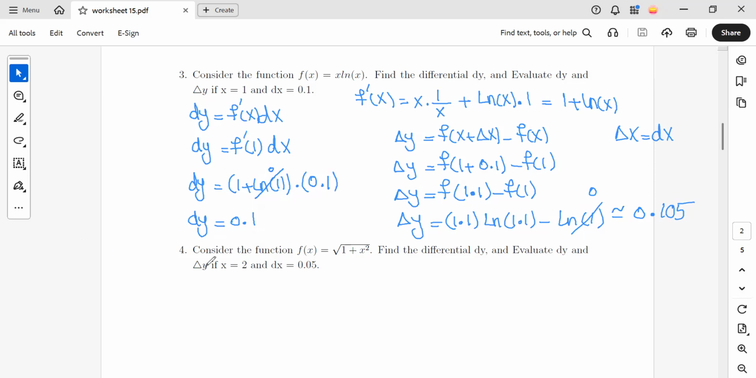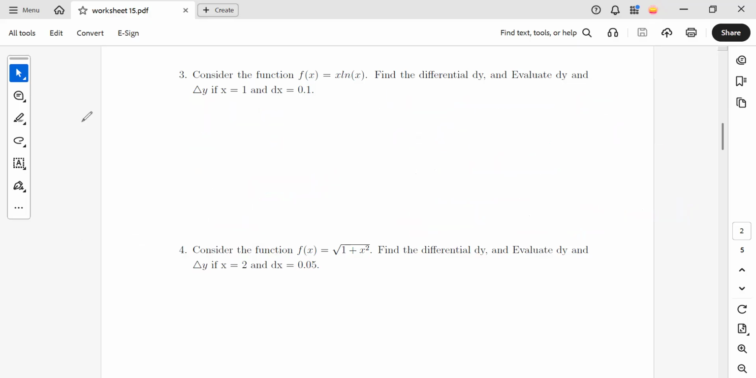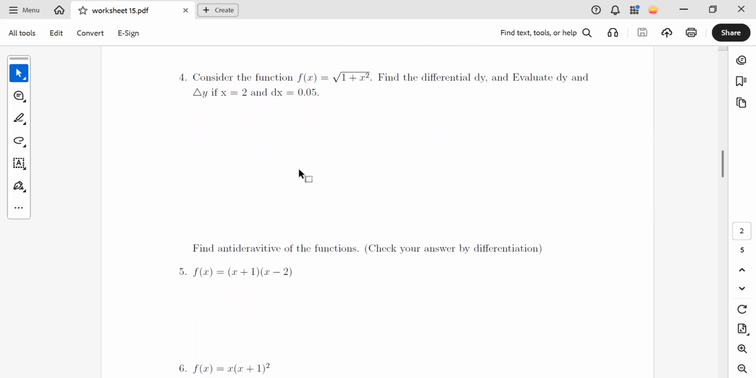Okay, number 4 follows the same formulas. So number 4, same question with a different function. For finding dy, we would say it is the same as f prime of x dx. So dy is, we know that f of x is the square root of 1 plus x squared.